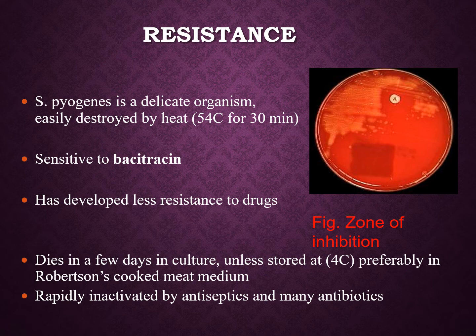Then coming to resistance, Streptococcus pyogenes is a delicate organism. It can be easily destroyed by heat; 54 degrees Celsius for 30 minutes is enough to destroy the organism. It has developed very little resistance to drugs when compared to Staphylococcus aureus, which is multi-drug resistant. The organism dies in a few days in culture unless it is stored at 4 degrees Celsius, preferably in Robertson cooked meat medium. And they are rapidly inactivated by commonly available antiseptics.